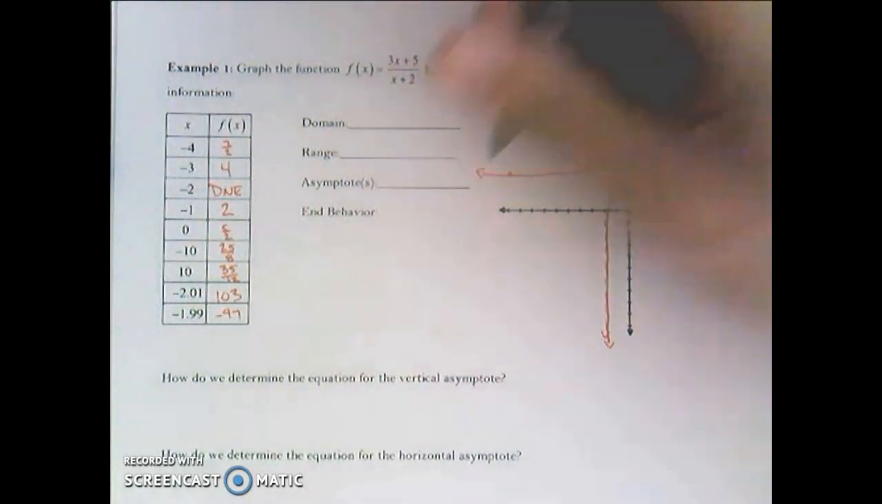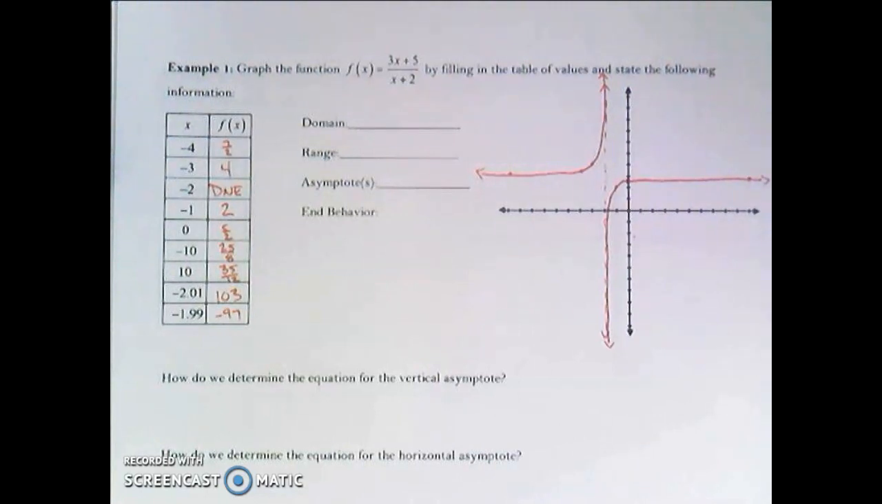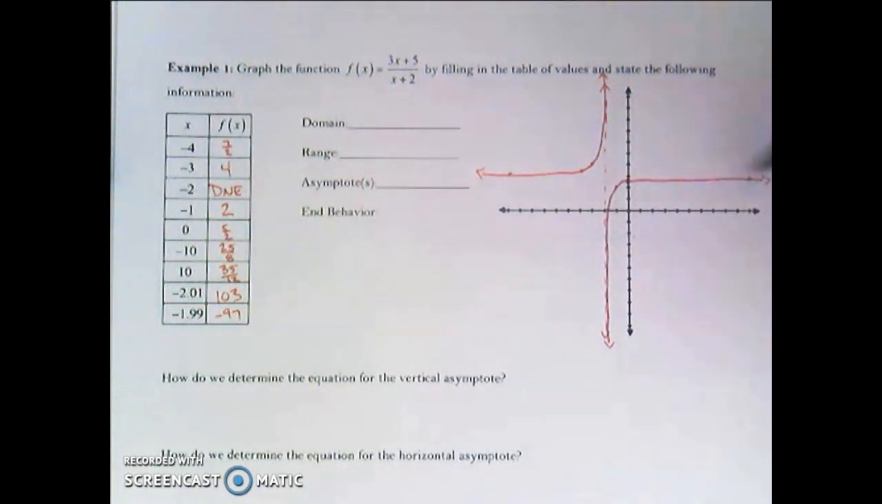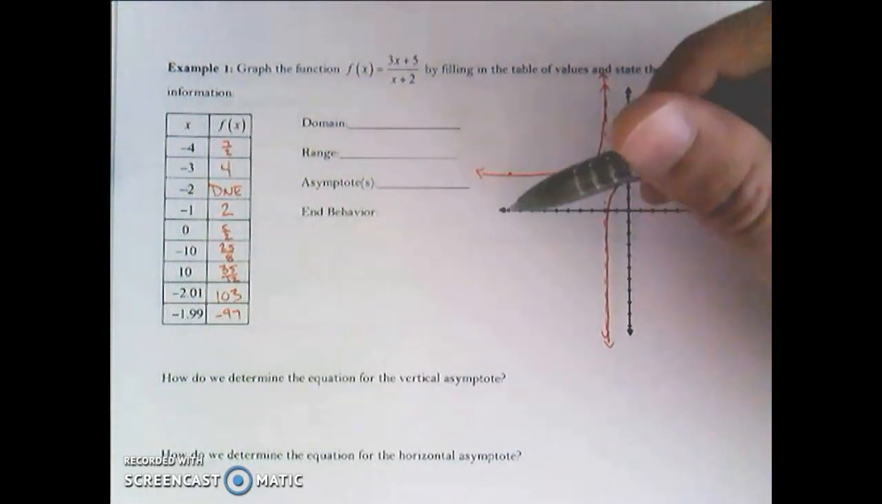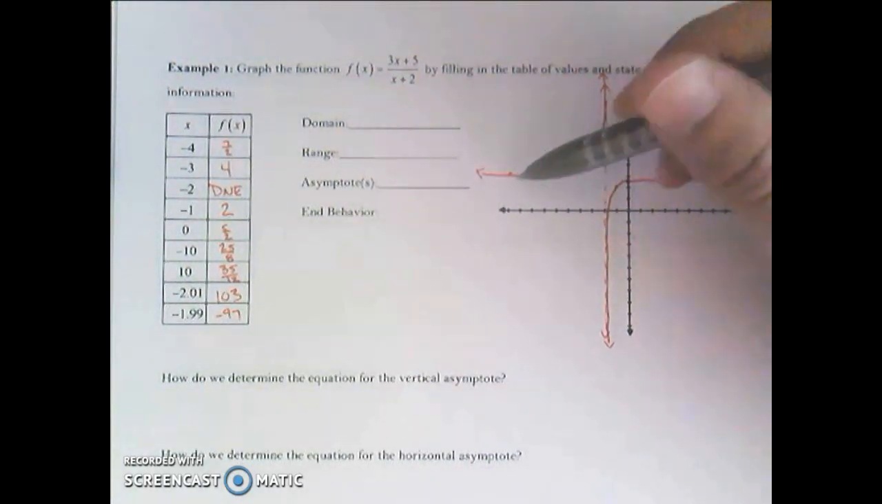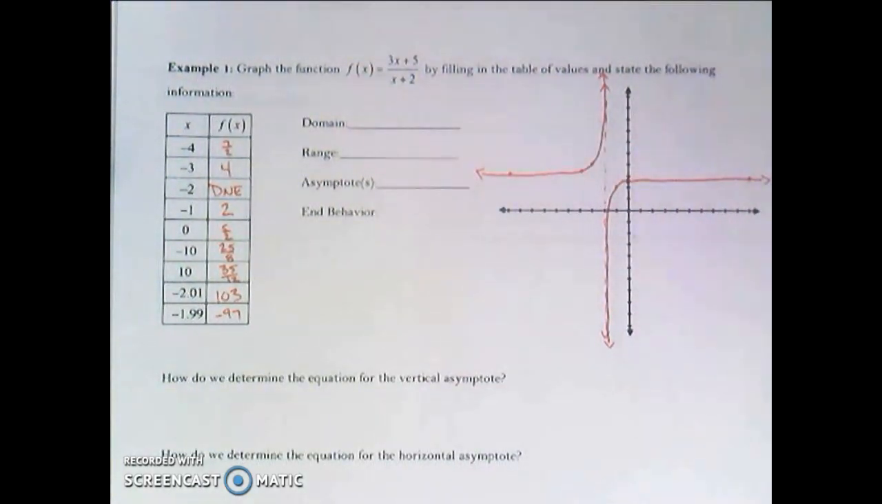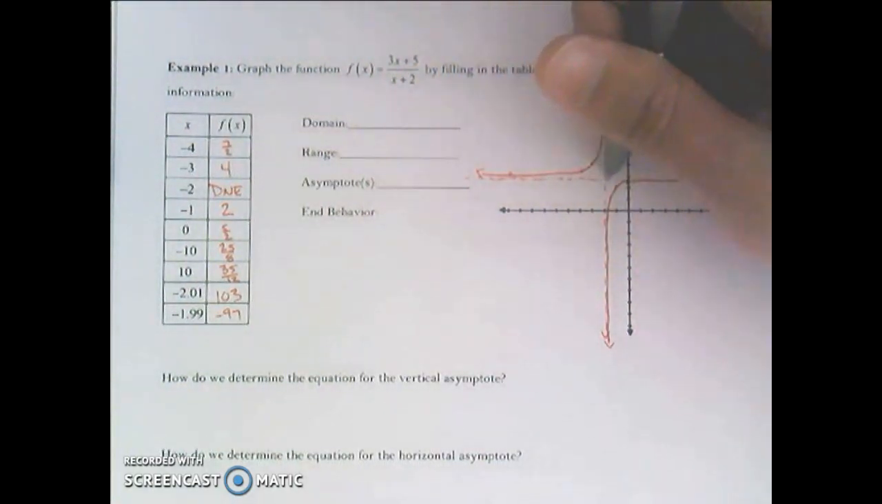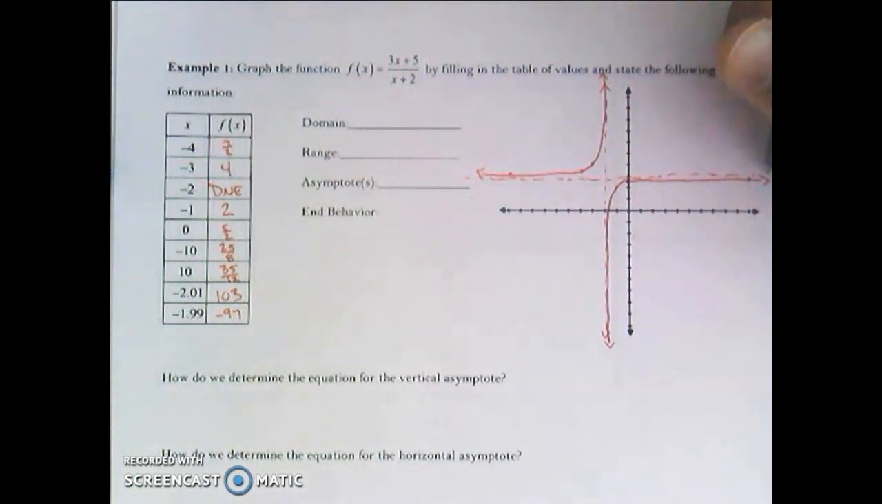Okay. We've got something that looks like this. Notice that the end behavior of this graph, we seem to be approaching a number, right? At x equals 10, it was just below 3. At x equals negative 10, it was just above 3. So on either end of our graph, we're getting closer and closer to this finite number. Our asymptote is going to be at y equals 3.